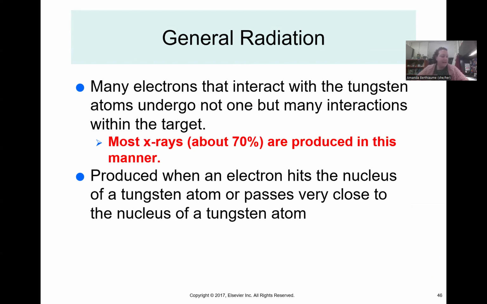The term braking is the sudden stopping of high-speed electrons when they hit the tungsten target, right? So it brakes in the anode.